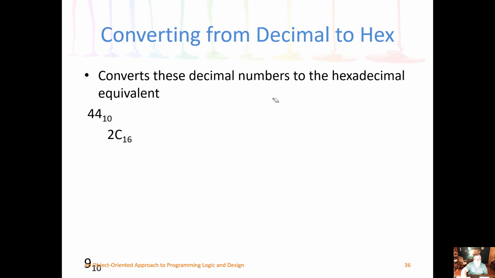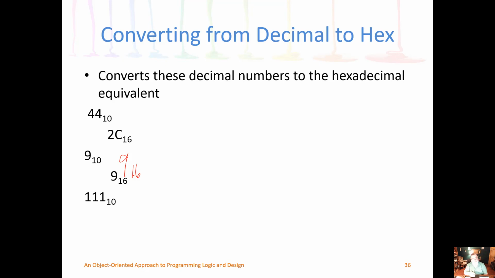Okay, so let's do the next one. 9. Well, that's easy. Remember, the first 10 digits, 0 through 9, are the same in decimal as they are in hex. So this is just going to be a 9. Yep, correct. Let's do one more.